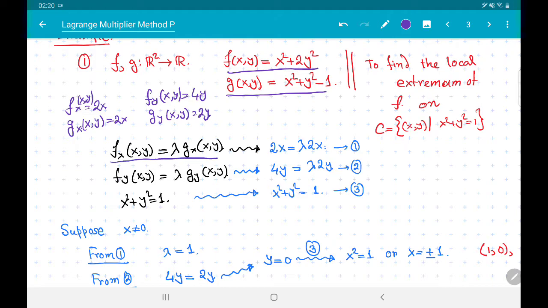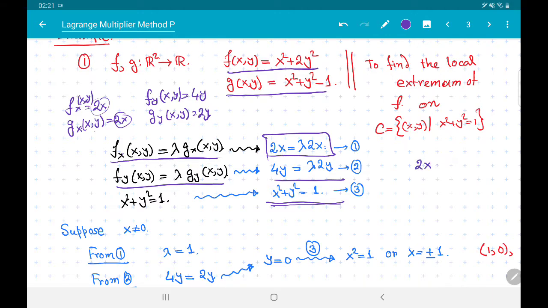So I have told you that I need to work with this equation. f_x(x,y) is equal to lambda times g_x(x,y), which gives me 2x equal to lambda times 2x. Similarly, the equation f_y(x,y) is equal to lambda times g_y(x,y) gives me 4y is equal to lambda times 2y. And finally, we have this third equation, which is the constraint, which we cannot forget.